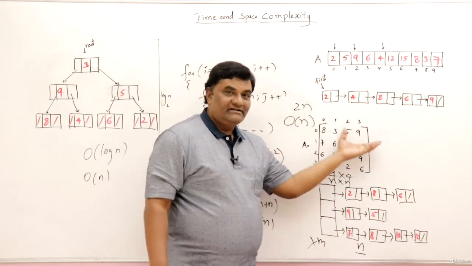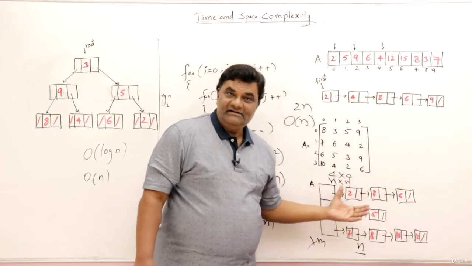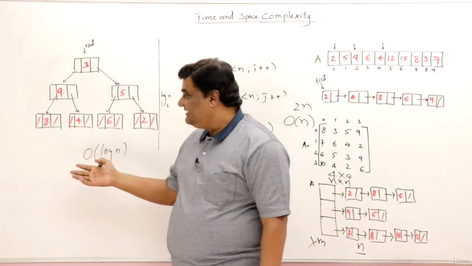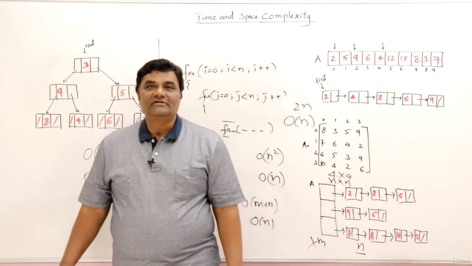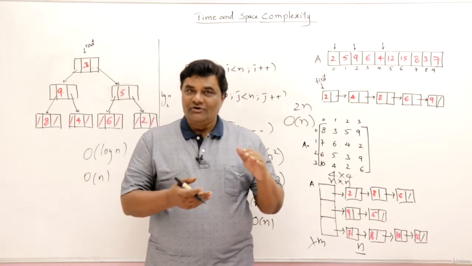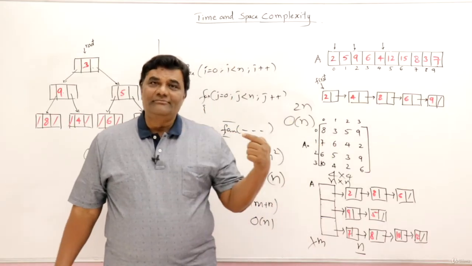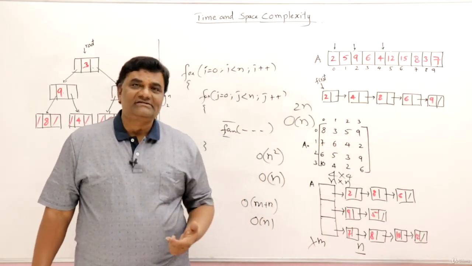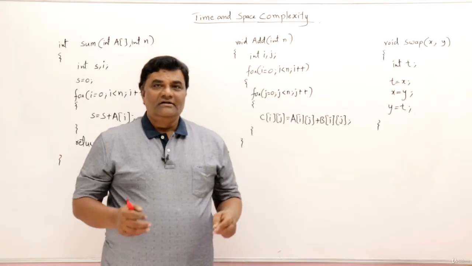Then coming to this, the space is n square. And this one is m plus n. And the space here, n nodes are there, so it's order of n. So in the next video, I'll take a few program codes and show you how to find out the time complexity just from the program code, without looking at the processing. So that's all in this video.